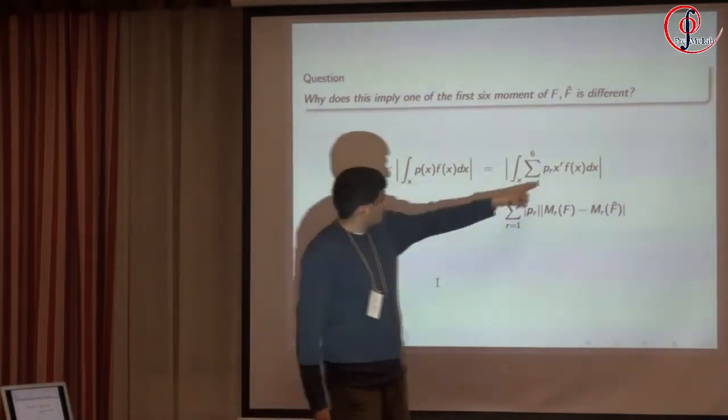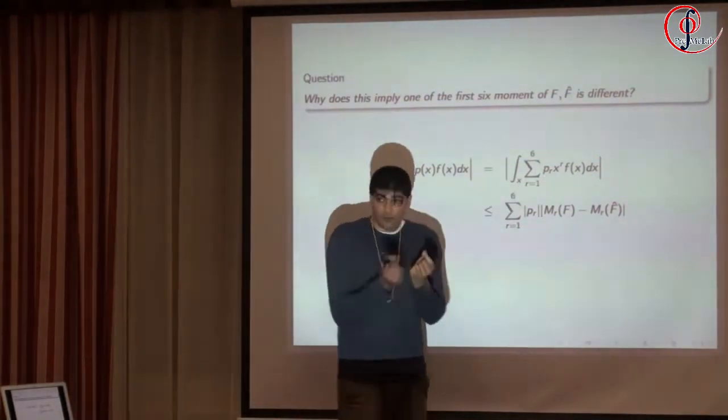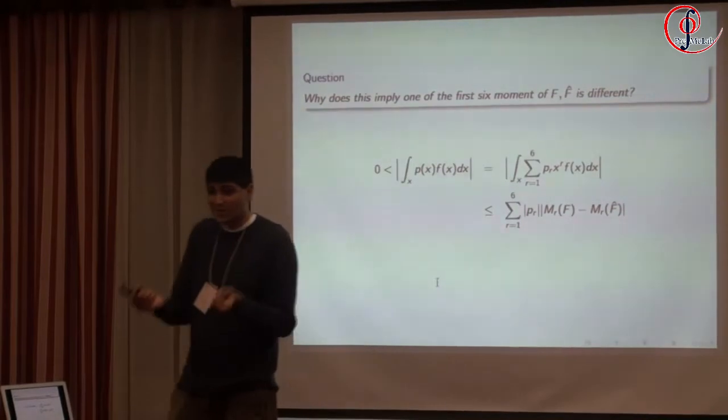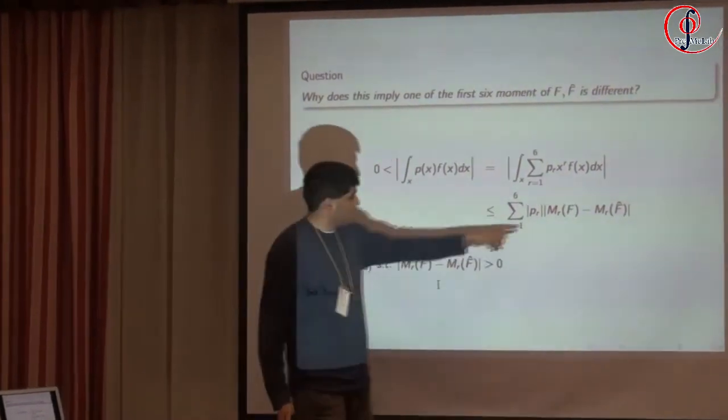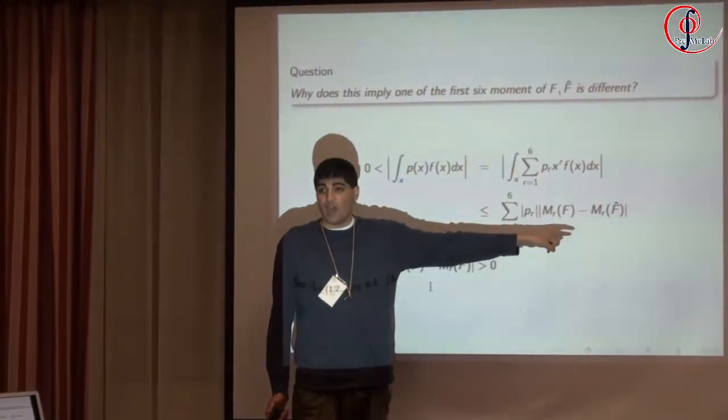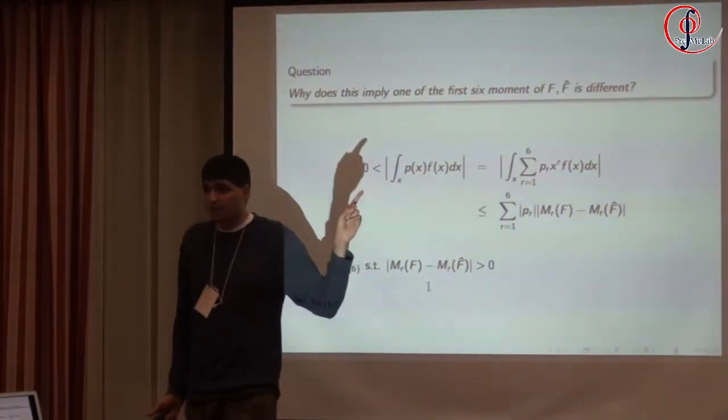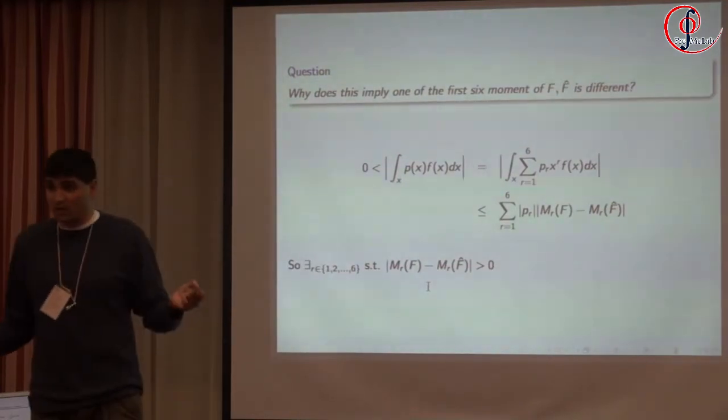We can use the triangle inequality. But now when we get the integral of x to the r against the difference in the two density functions, what we get is the difference in their first 6 moments. So what this means is that if their first 6 moments exactly matched, we would have a contradiction: that 0 is greater than 0.